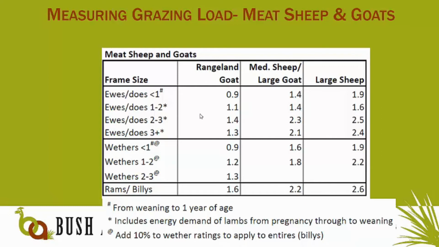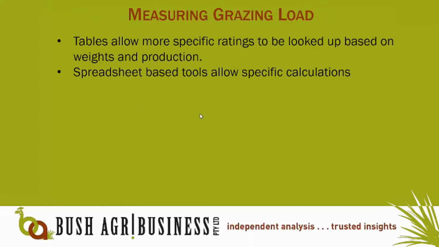This is the same here for meat sheep and goats. An addition there is that we've got wethers here for the goats. To translate them into billies, add 10% and that will give you the DSE rating for billies.